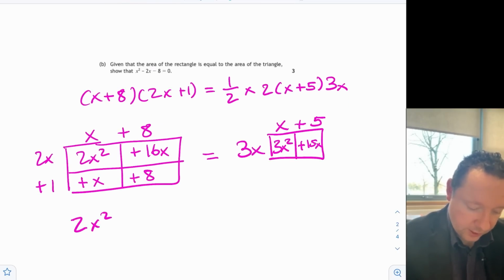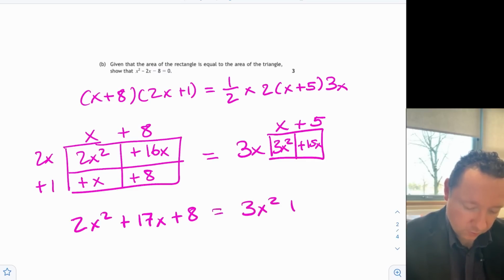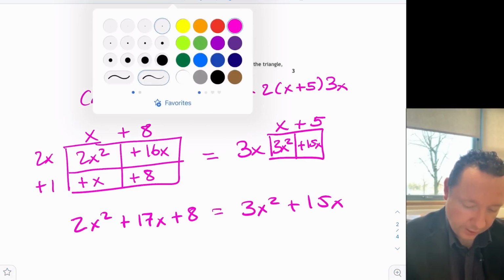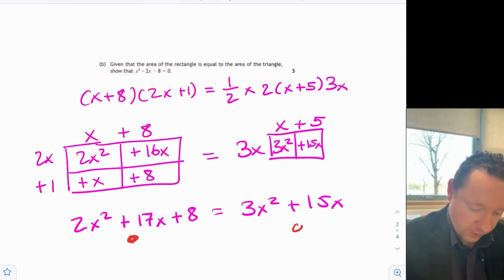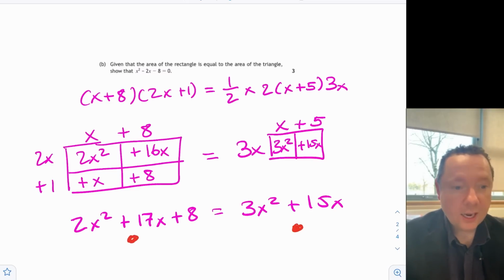Tidying up the left-hand side, we get 2x squared plus 17x plus 8. And that equals the right-hand side of 3x squared plus 15x. You would get a mark for expanding this bracket and a mark for expanding that bracket.